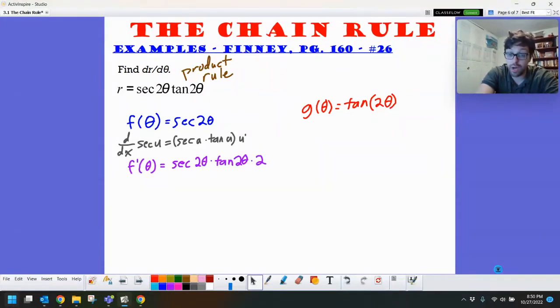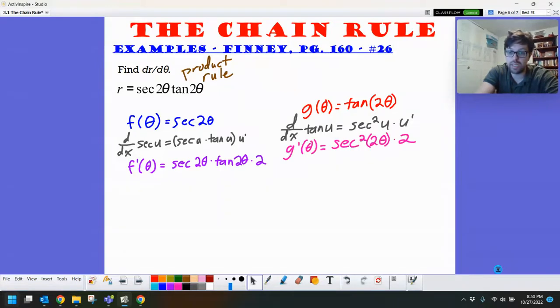So f prime of theta, that first thing of theta, its derivative is secant of 2 theta times tangent of 2 theta multiplied by 2. And then tangent, the derivative of tangent is secant squared multiplied by the derivative of what is inside. That turns out to be secant squared 2 theta, and the derivative of 2 theta is 2.